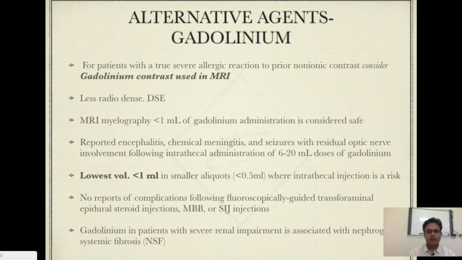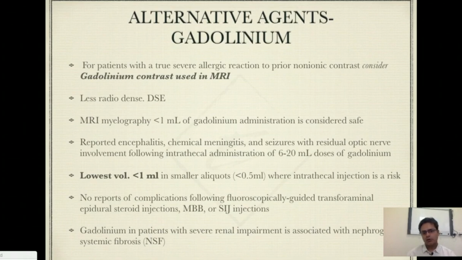One such point is that these are less radiodense, so you might have to rely on digital subtraction to get a better image. Also, the volumes you want to use should be limited to less than 1 ml. That's what's used if a myelography is being performed, as higher doses may lead to complications. So if you're using such a small volume, then you might want to give smaller aliquots and then use digital subtraction to get the best imaging.